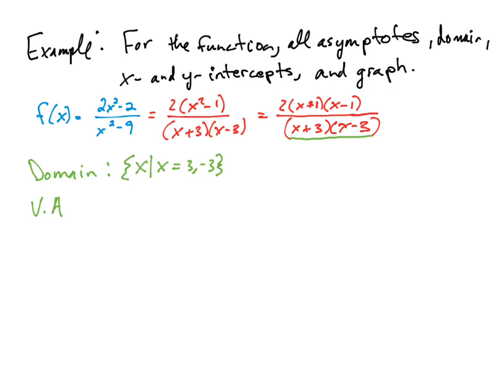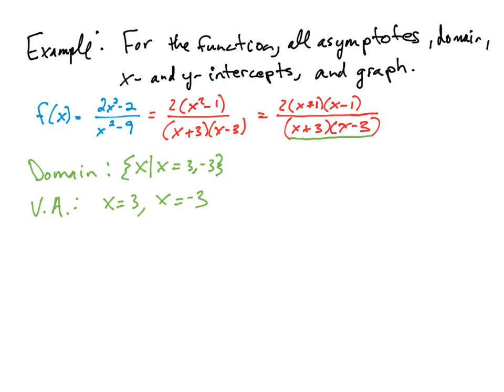Vertical asymptote. The vertical asymptote corresponds to what the domain is. The vertical asymptote, remember, is whatever values make the denominator equal to 0, as long as we don't have any factors that cancel out. So all of the factors in the denominator are unique. So the vertical asymptotes are going to be x is equal to 3, x is equal to negative 3. So those are vertical lines.